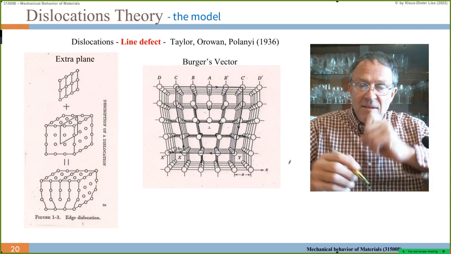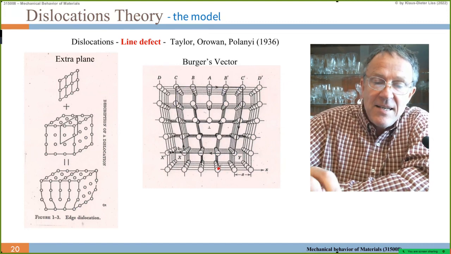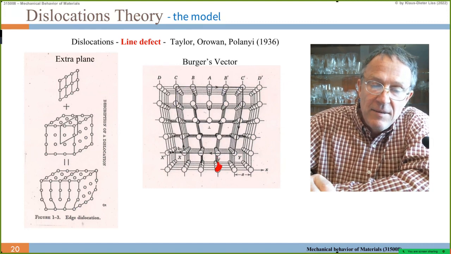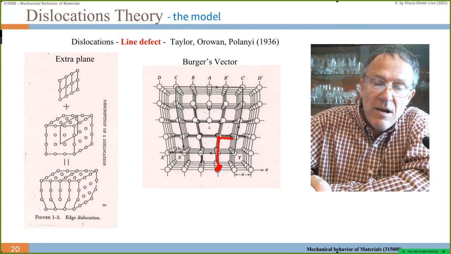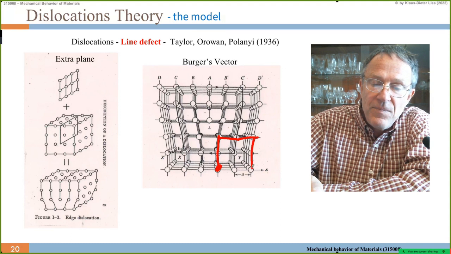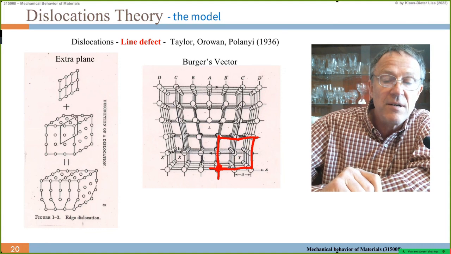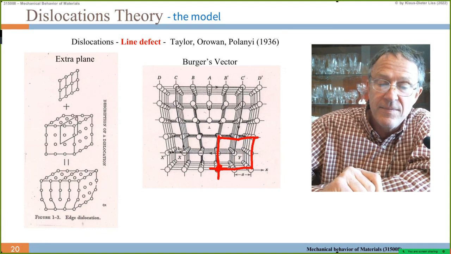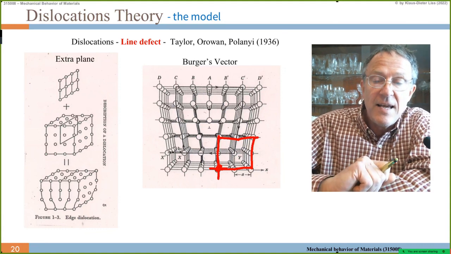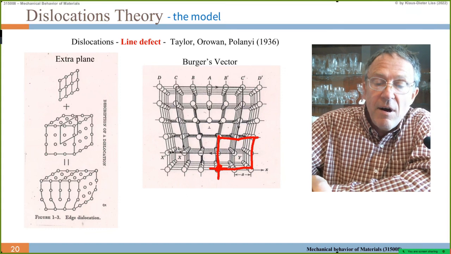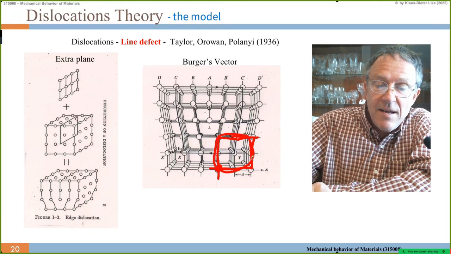Let's do the same exercise here. I start there. I go up 1, 2, then I go over 1, 2, I go down 1, 2, and I go left 1, 2. I'm back at the original location X. So in this case, we don't have a dislocation within this path. So there's no dislocation here, yeah?